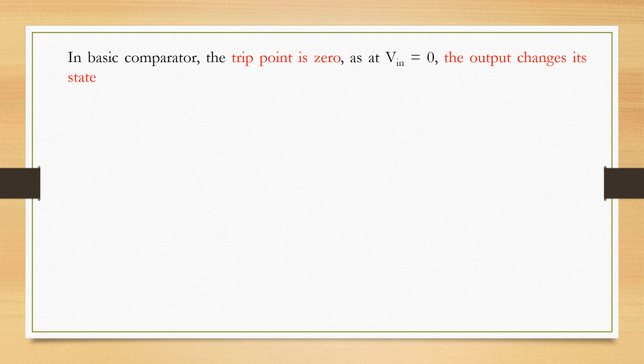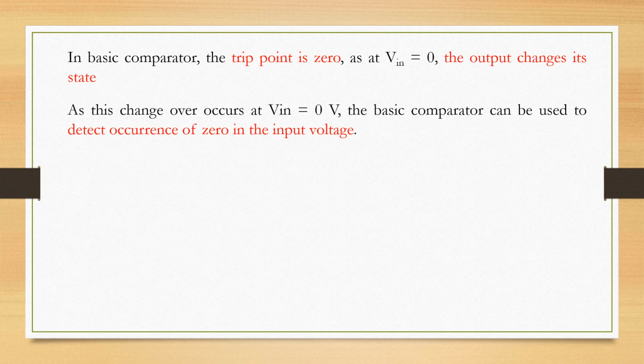In the basic comparator, the trip point is 0, as at V in equal to 0, the output changes its state. As this changeover occurs at V in equal to 0, the basic comparator can be used to detect the occurrence of 0 in the input voltage. Hence, this circuit is also called a zero crossing detector.